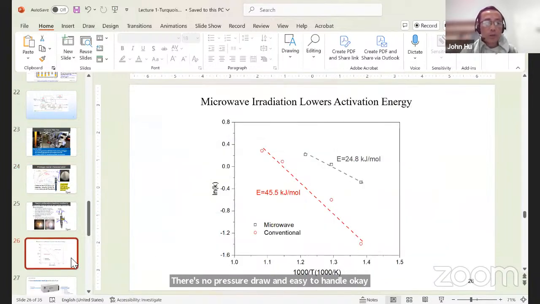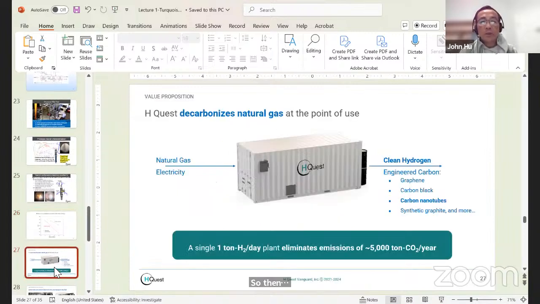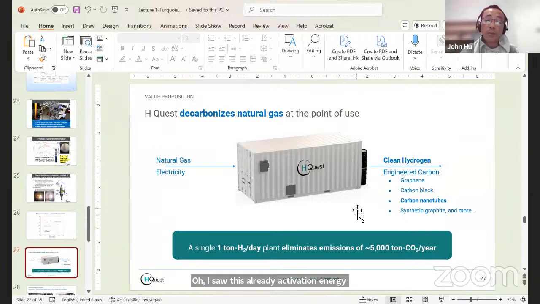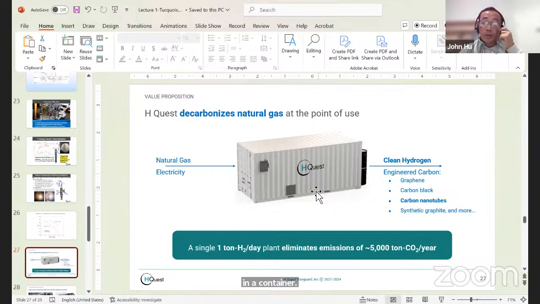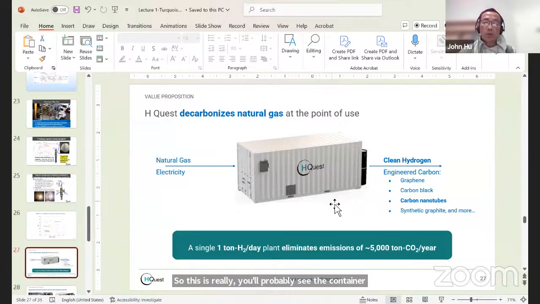Oh, I showed you this already. Activation energy. So this is the size of the reactor. Remember I mentioned it's modular, all right? Modular, we produce the clean hydrogen, and then we put it in a container. You probably see this container everywhere around the world. We put it in the container, so we can put it on a truck and drive it to the site. This is where we are.